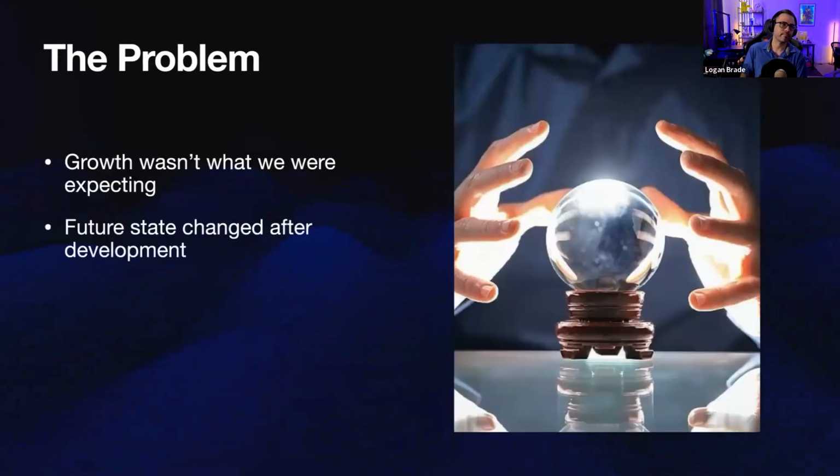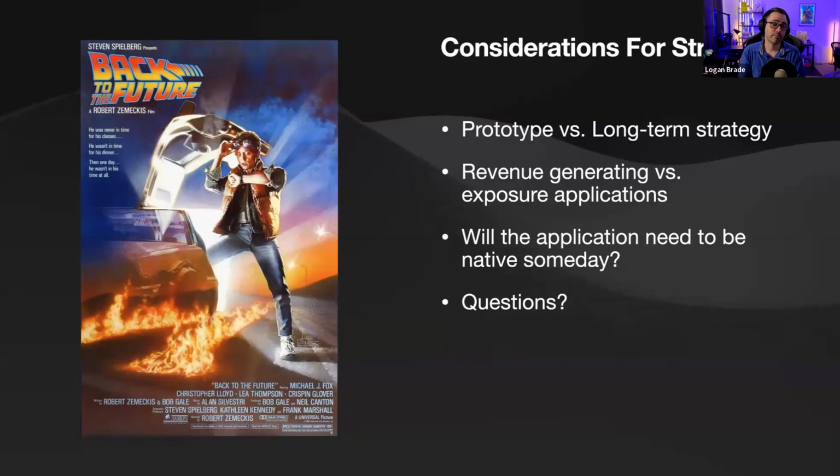demographic. The problem is that our growth wasn't what we were expecting. We thought we were going all in and we just didn't have the adoption that we thought was going to happen. That was based on a number of factors. We polled people and they said, yeah, we want mobile apps. But the actual usage and adoption just wasn't there. Unfortunately, our future state changed after that development. We really took a step back because we realized it wasn't working when we went with the full native strategy.